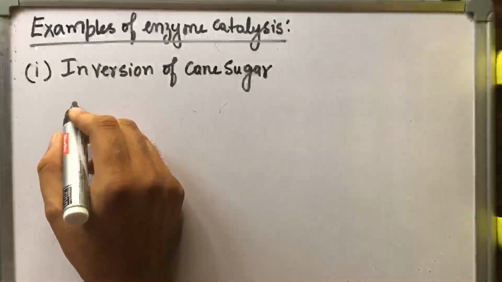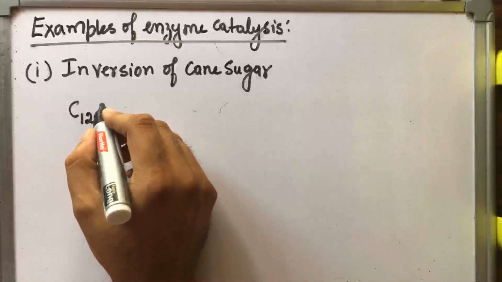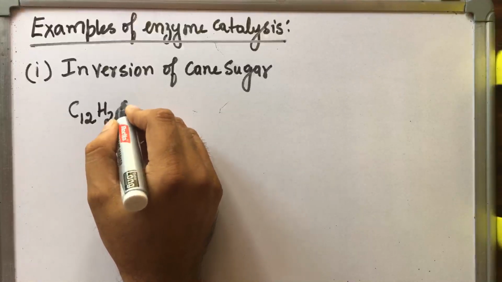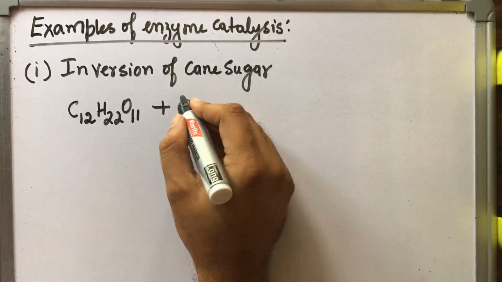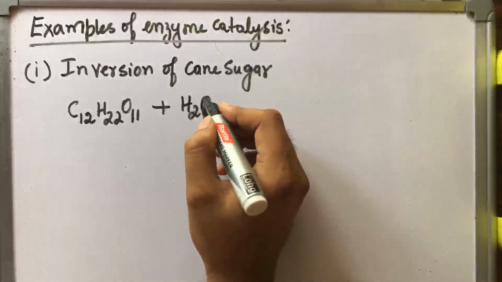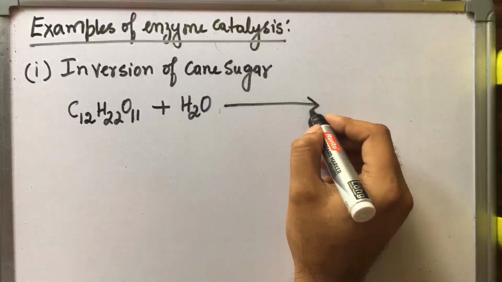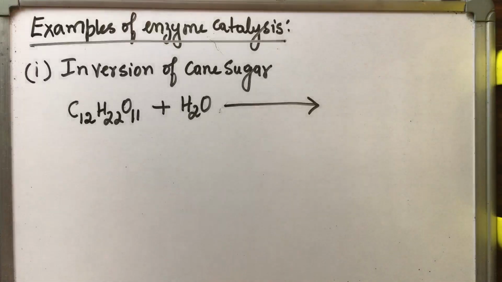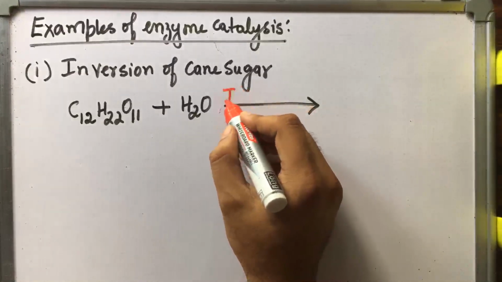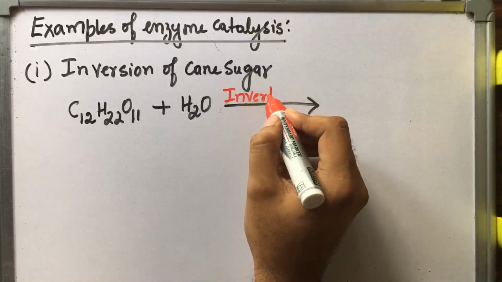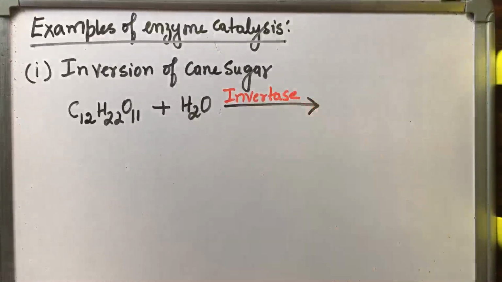Tell me what is cane sugar? Sucrose, C12H22O11, is hydrolyzed. I'm adding water, H2O, in the presence of the enzyme invertase. What is the name of that enzyme, students? Invertase enzyme. In the presence of invertase, it gets converted into glucose and fructose.